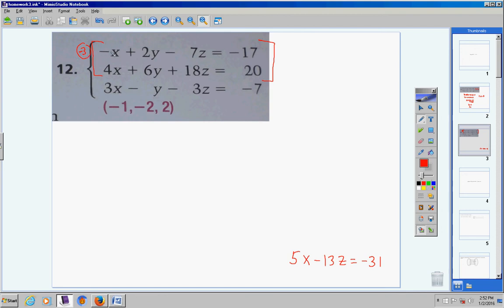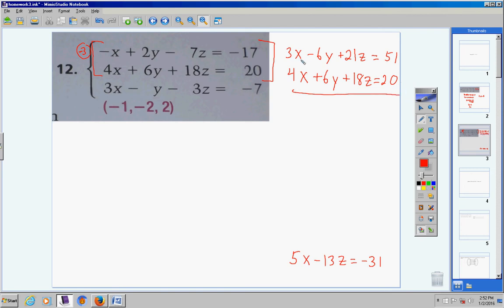So negative 3 times negative 1 gives me a positive 3. Negative 3 times a positive 2 is a negative 6. A negative 3 times a negative 7 is a positive 21. And a negative 3 times a negative 17 is a positive 51. Okay, now bring over your middle equation or your second equation, and we're going to leave that alone. And let's see what we come up with, okay?